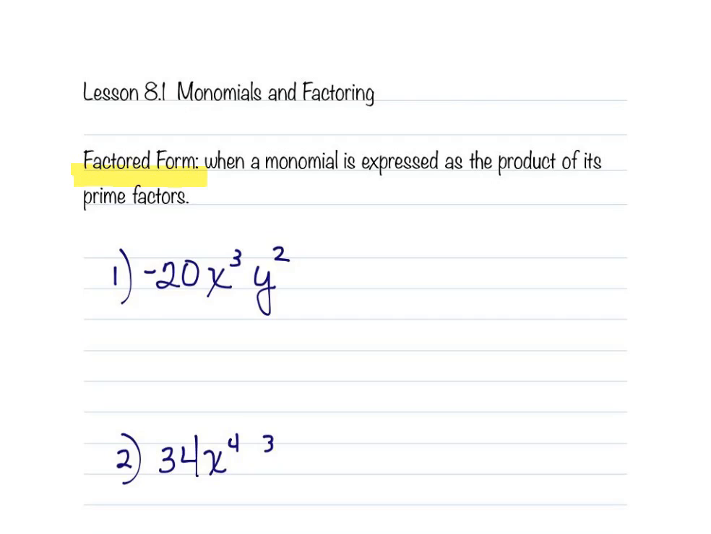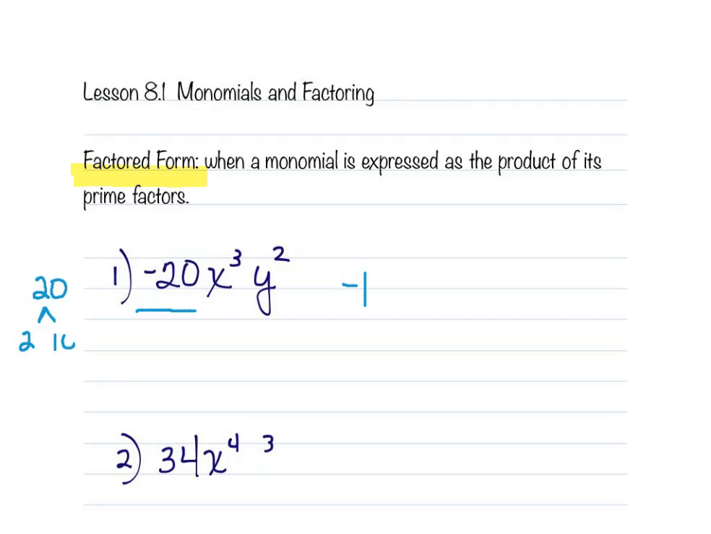So let's start with example number 1. We want to write this monomial, negative 20x cubed y squared, in factored form. Whenever we have a numerical coefficient that is negative, we're first going to express our first prime factor of negative 1. Okay, and 20 can be factored. If you need to, you can use the factor tree.